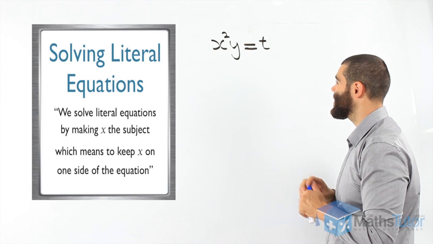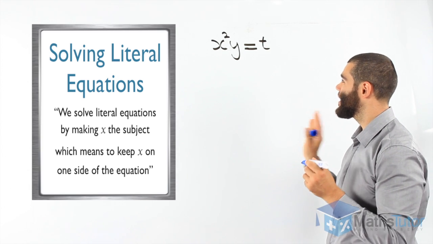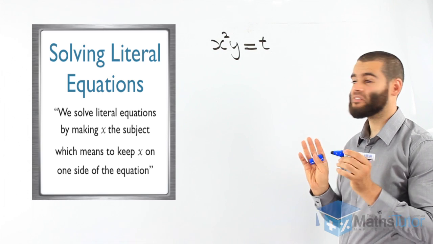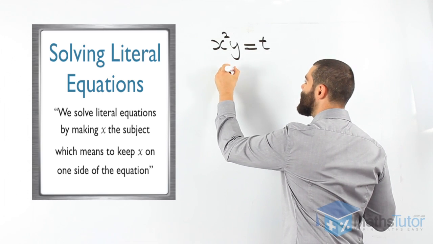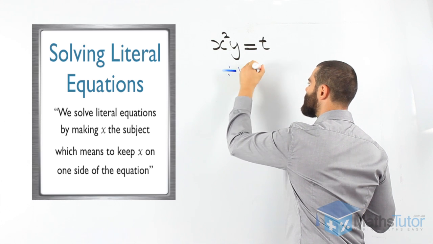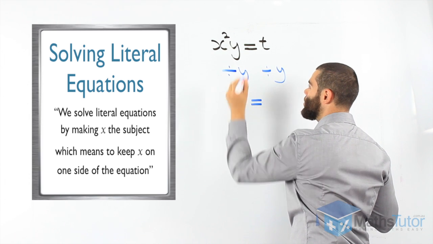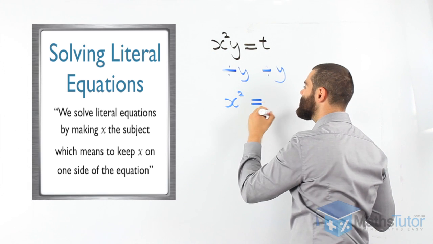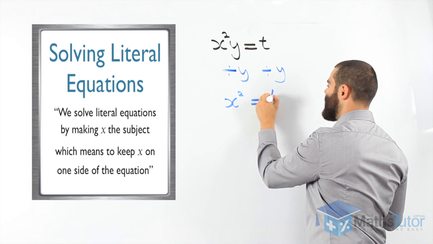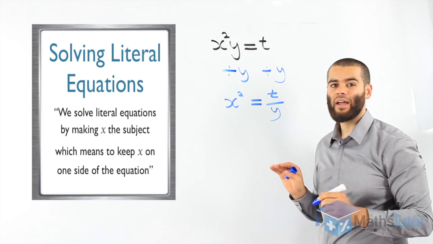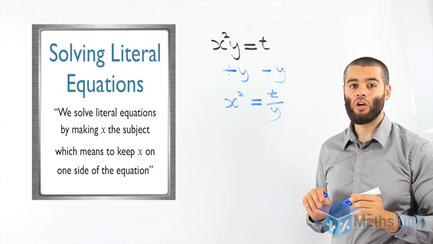x squared y equals t. We need to make x by itself, make x the subject. So we're going to divide by y, and divide by y on this side as well. So we have x squared, t divided by y is t over y. So x squared equals t over y.